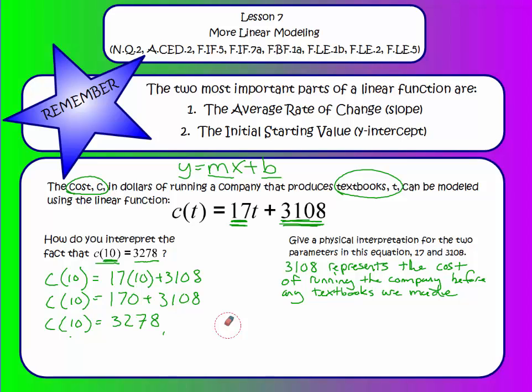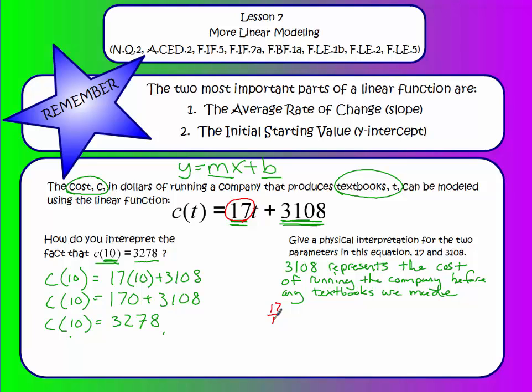So what does the 17, the other parameter here, what does the 17 mean? Remember, the 17 is the slope, right? And slope is also called the rate of change. Okay? So what is that 17? Usually we consider slope a fraction. So what if I put this as 17 over 1? What would that mean?